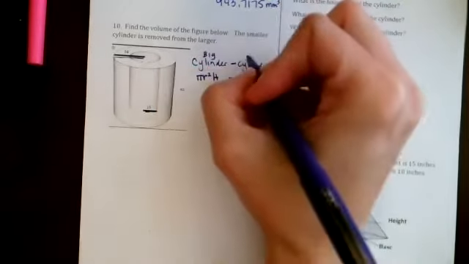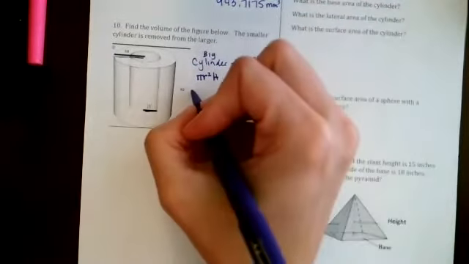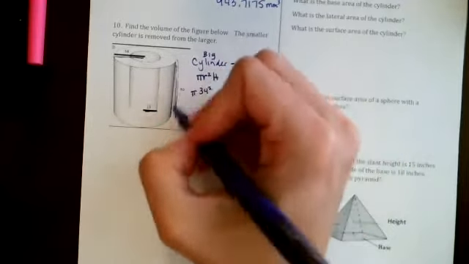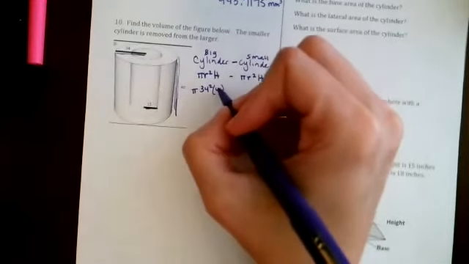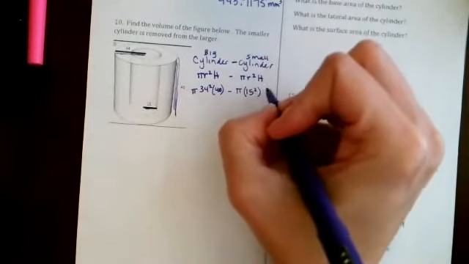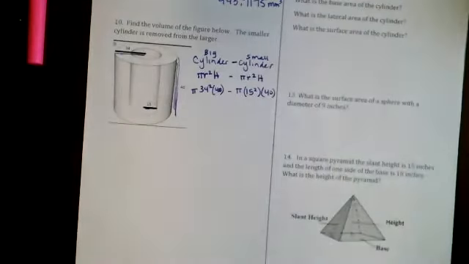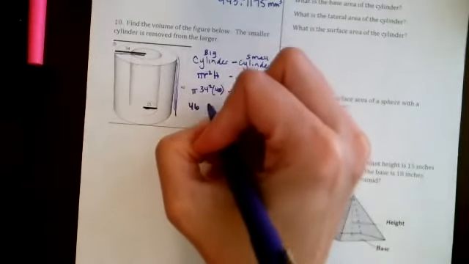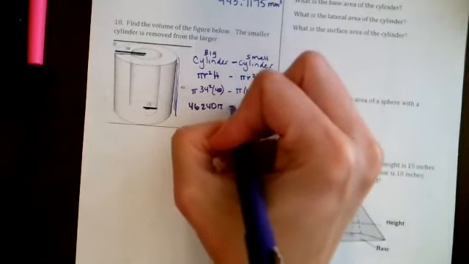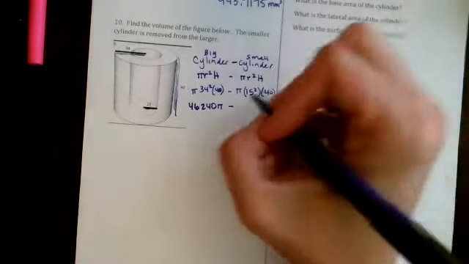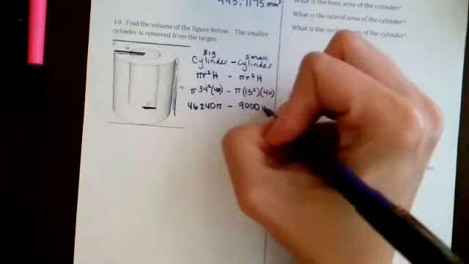We're going to do big minus small. So when I fill this in, I'm going to have pi times 34 squared. The height for both of them is the same, it's 40. And then we're going to have pi times the little radius squared times the 40. So we're going to have 34 squared times 40 is going to give us 46,240 pi minus 15 squared times 40 gives us 9,000 pi.